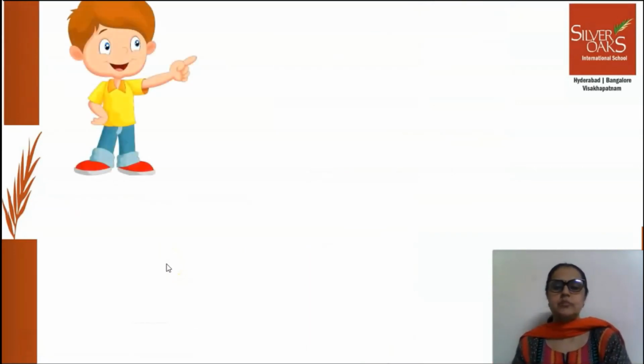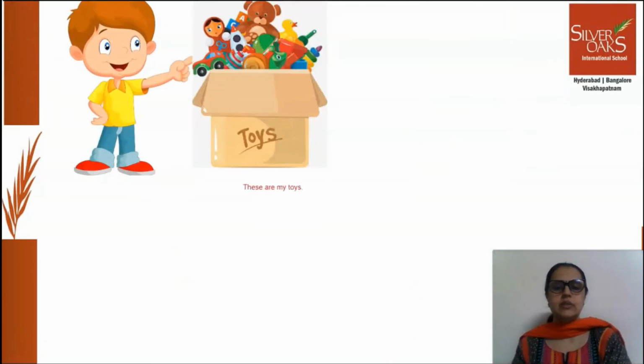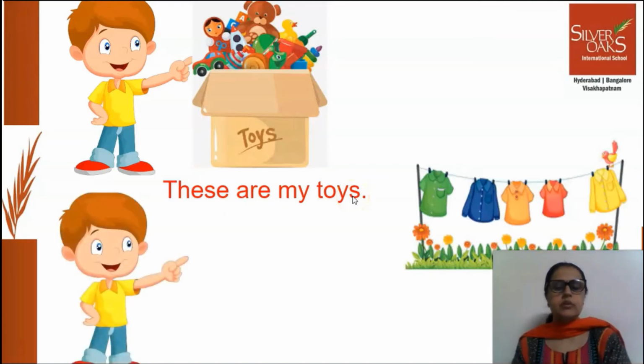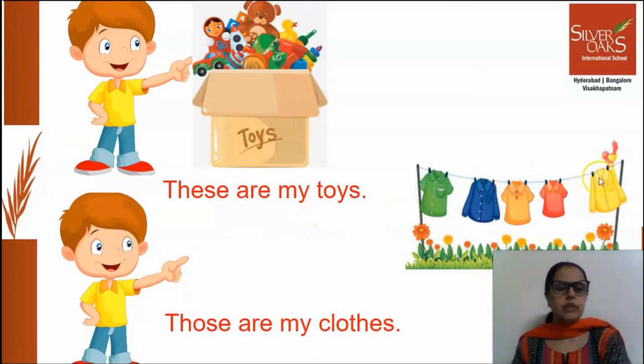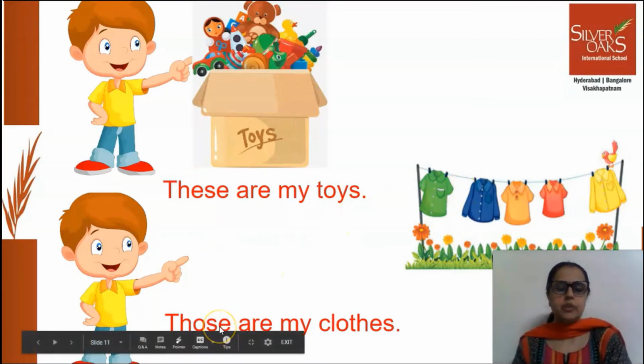Now look at this picture. What are these? These are my toys. So there are many toys in this box and they are near the boy. So we will use the demonstrative pronoun these, saying these are my toys. What are those? Those are my clothes. Now, did you notice that there are many clothes and they are far from the boy? So we will use the demonstrative pronoun those, saying those are my clothes.